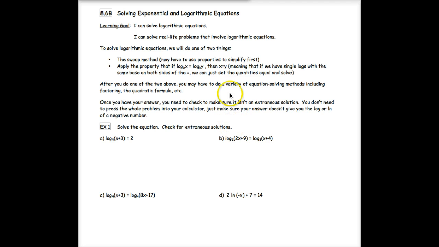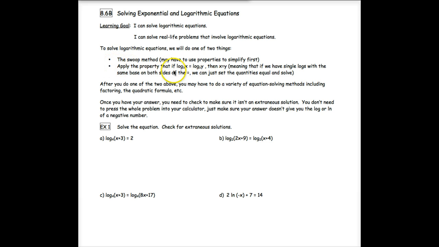In order to solve logarithmic equations, we're going to do one of two things, and again it just depends on the situation, but we may use the swoop method. You may have to simplify using some of your properties first before you swoop.